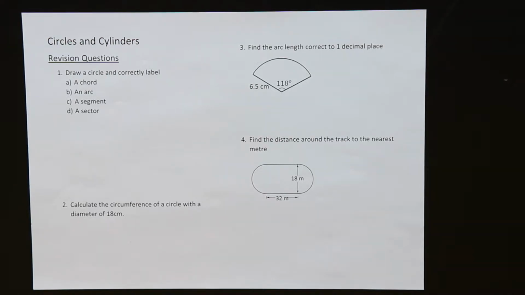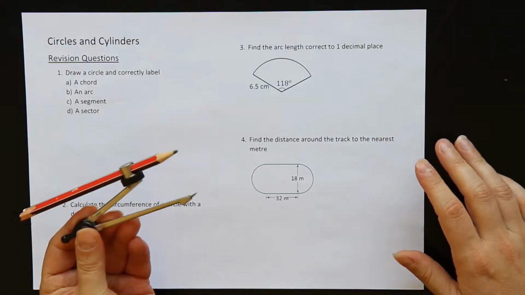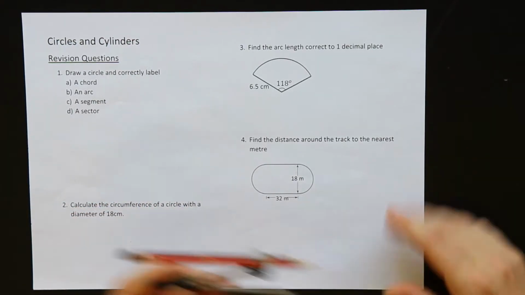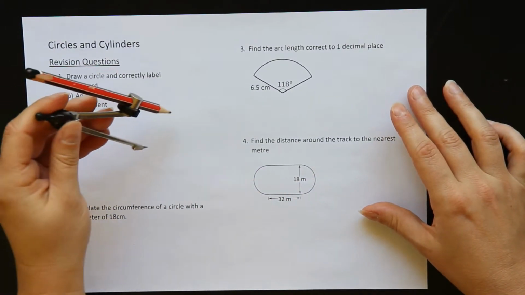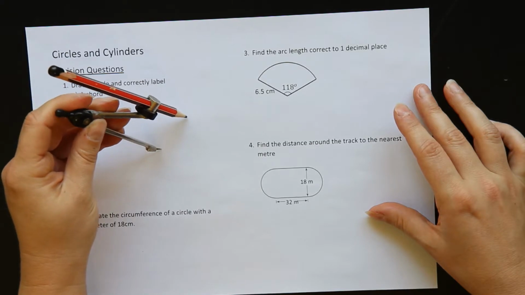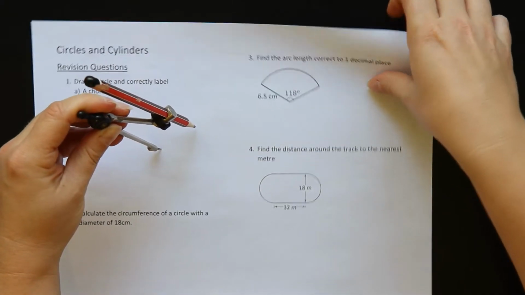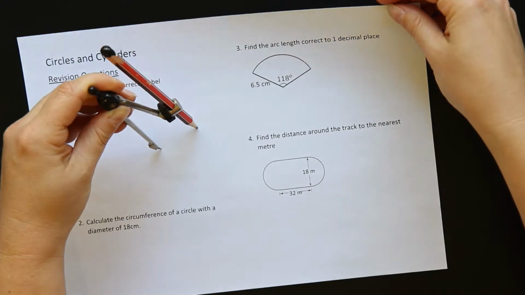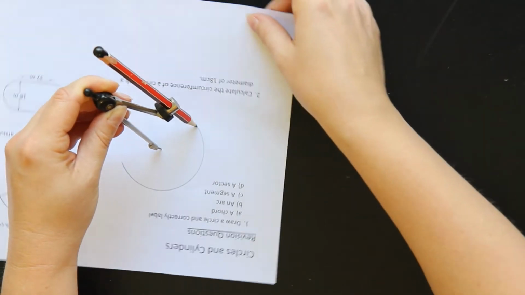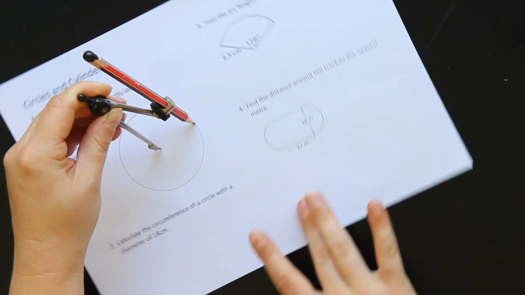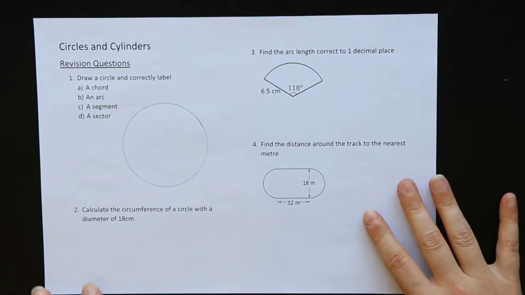Okay, so question number 1, we want to draw a circle and correctly label the chord, an arc, a segment and a sector. So we need to draw our own circle. If you have your own pair of compasses, now's the time to get them out. Separate the 2 points a little bit. The best way to draw a circle is to put your point wherever you want your circle to be. Instead of moving the compasses, tilt your compasses slightly to the side and swing your paper around. And then you get a nice circle like that.